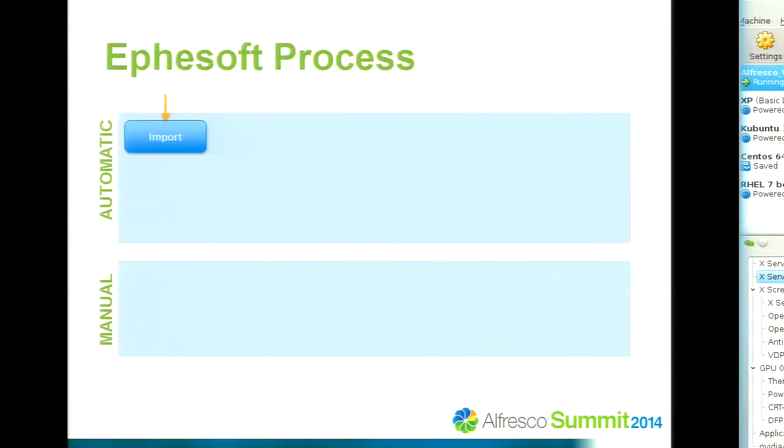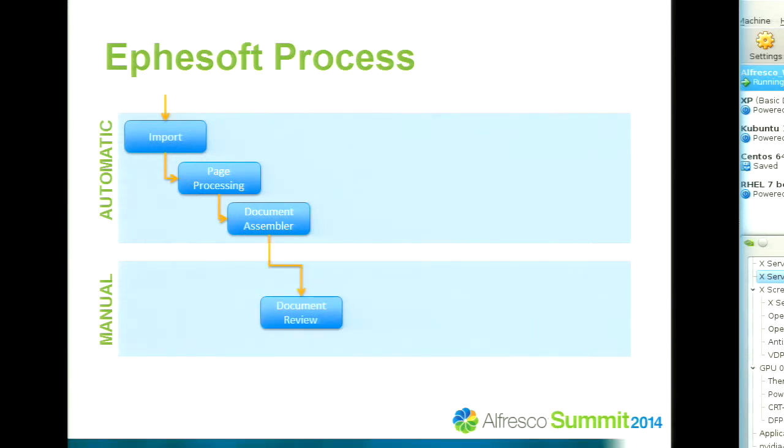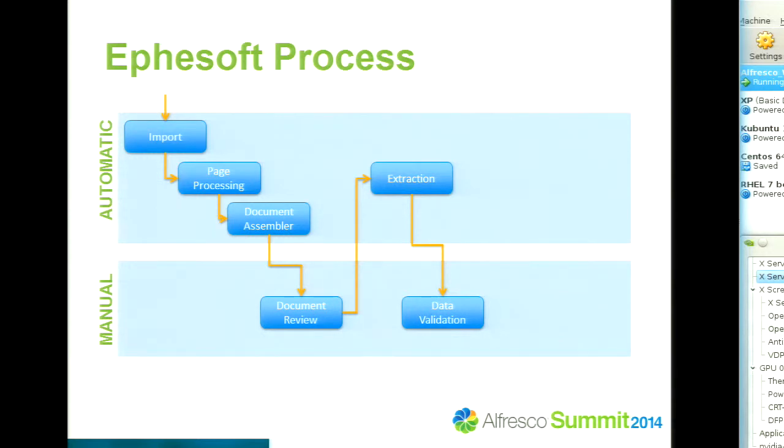So the Ephesoft process is divided in 7 steps. The first one, you import documents in Ephesoft. The second one, Ephesoft splits documents into pages. After that, Ephesoft tries to recognize documents and to create logical documents from pages. The next step is the manual step, it's a review, but we'll explain that later. After that, Ephesoft extracts data from the HR tool based on employees. We ask the user to validate this information, and finally, we export these documents to Alfresco.